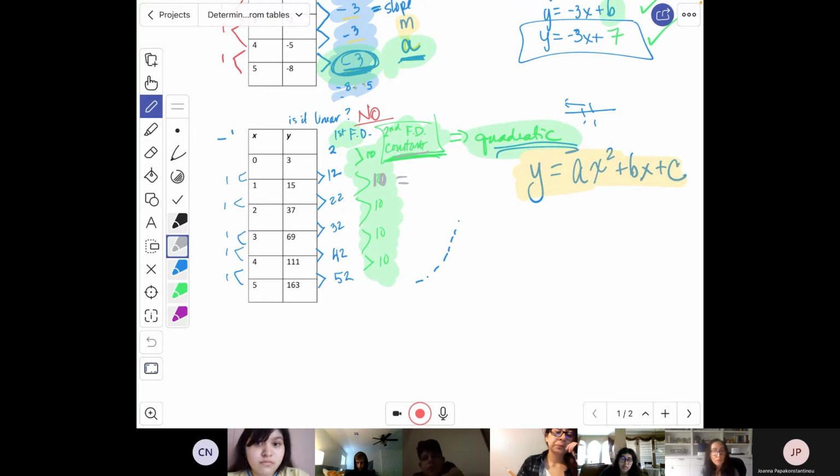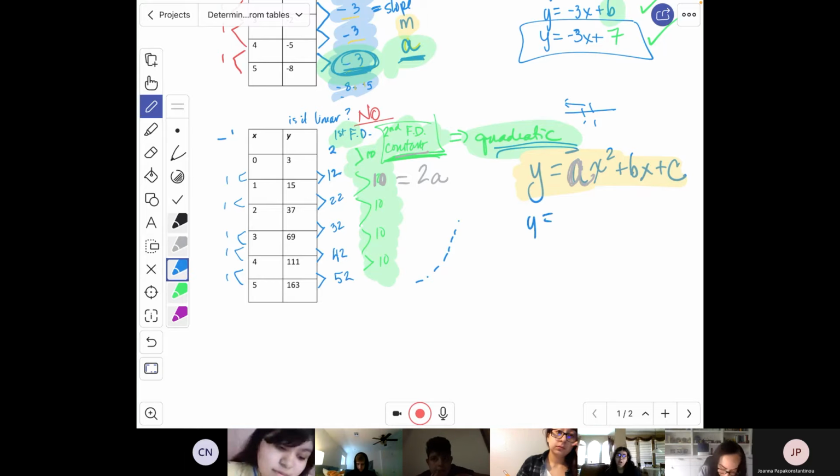Well, 2a, sorry. 2a. Whatever number you get for a constant second finite difference, you set it equal to 2a. So what does that mean? You can tell me what a is. What is a? A equals 5. Yes! A equals 5.